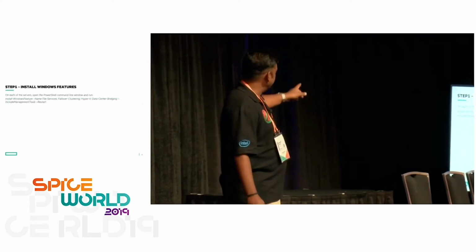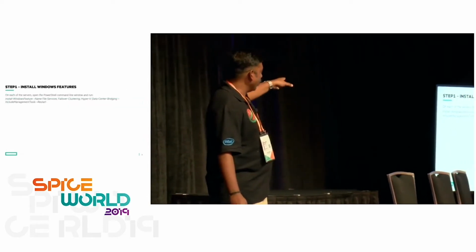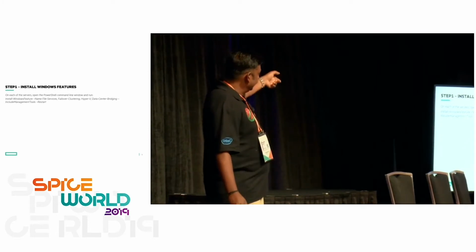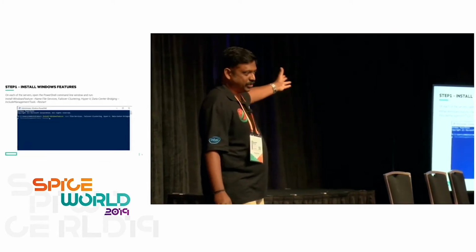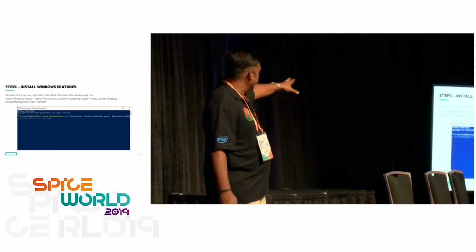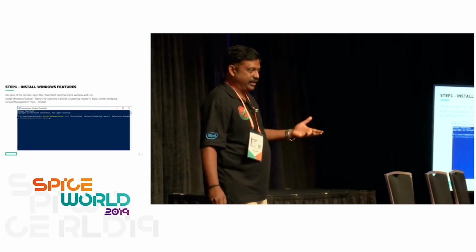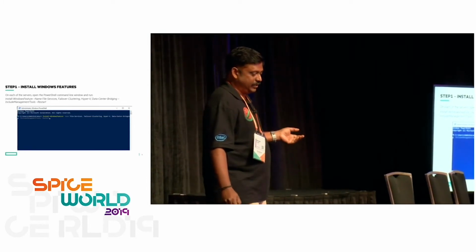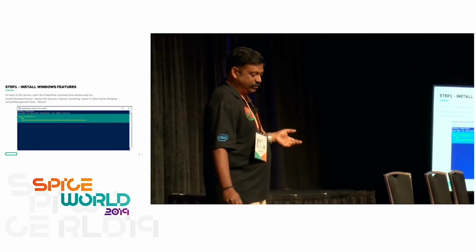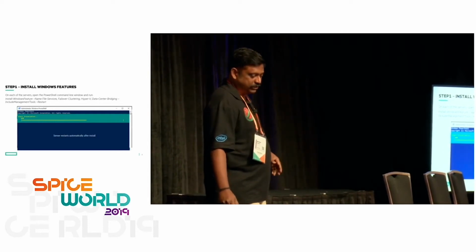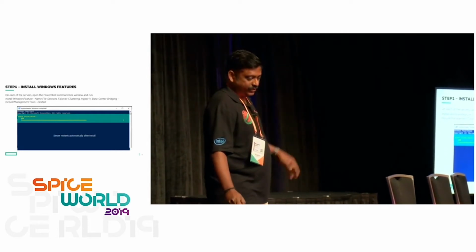So these are the PowerShell commands. On one of the servers, you just need to run this Install-WindowsFeature command. That's a PowerShell command. When you do it, it is going to enable all the features of 2019 that are required for Storage Spaces Direct. It will show the progress, and once it's done, the server will automatically reboot.